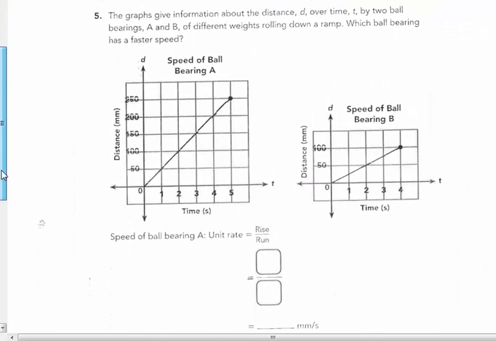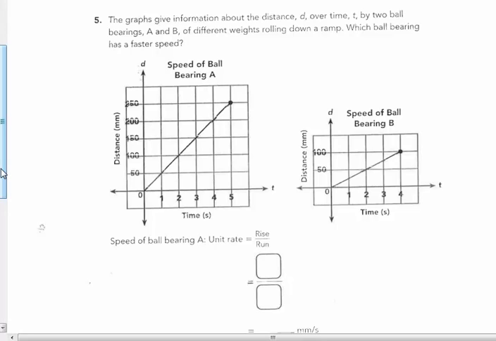The graphs give information about the distance d over time, t, by two ball bearings A and B of different weights rolling down a ramp. Which ball bearing has a faster speed? So this time, which one has a faster speed?